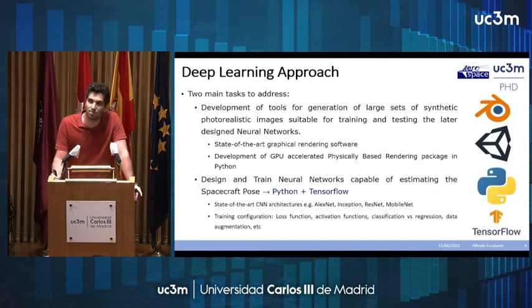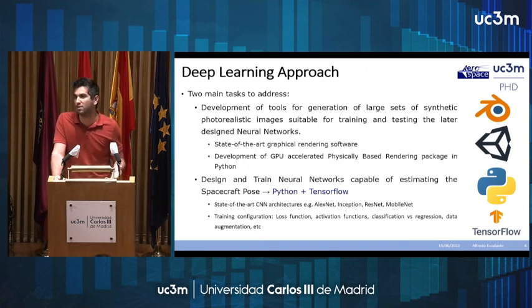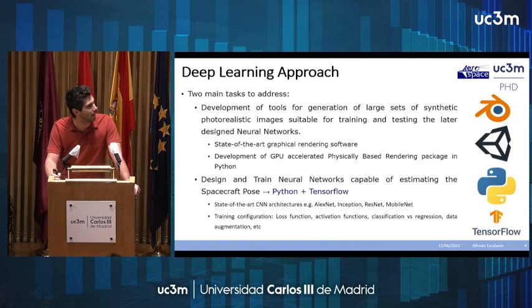The first one is to develop tools for generating these synthetic images that I mentioned, to solve this problem that we don't have enough data for training. For doing so, we are using mainly two methods. We are using state-of-the-art graphical rendering software like Blender, which is free and very well known for rendering, and Unity, which was originally designed for video game design, but is more and more used in industry. But also we have developed our own open source Python package for GPU accelerated rendering.